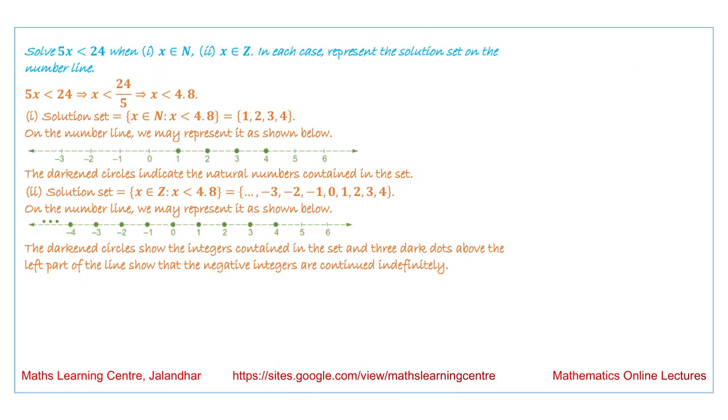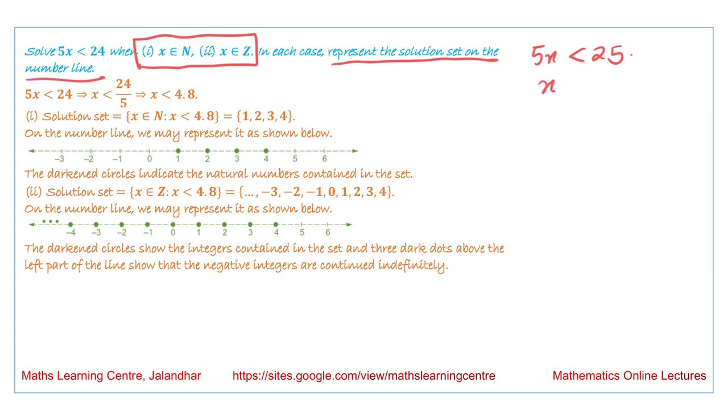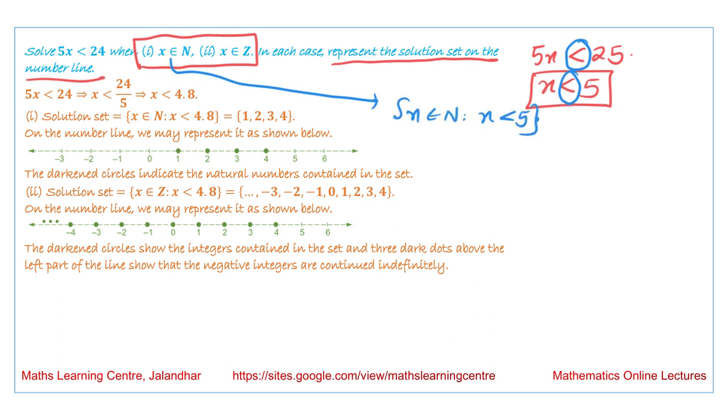Now, based upon this, we have certain problems. First is 5x is less than 24 and these are the replacement sets given to us. First is x belongs to N and second is x belongs to Z, and we have to represent the solution on the number line. So, we divide both sides by 5, and we get x is less than 24 by 5. 5 is a positive number, so the sign of inequality will not change. In this first case, we will have x belongs to N and x is less than 24 by 5. So, the solution set we have is 1, 2, 3 and 4.